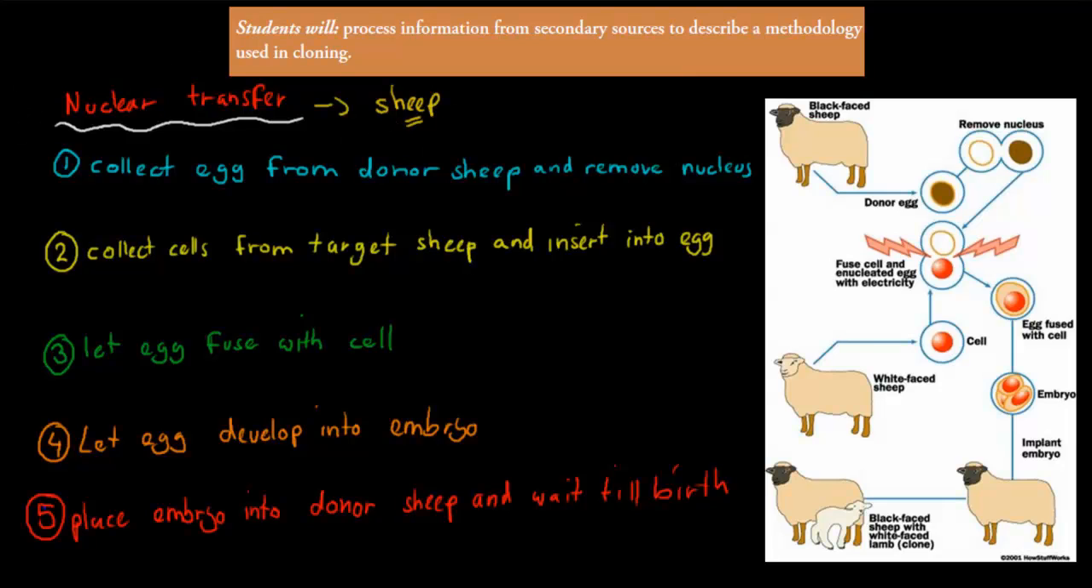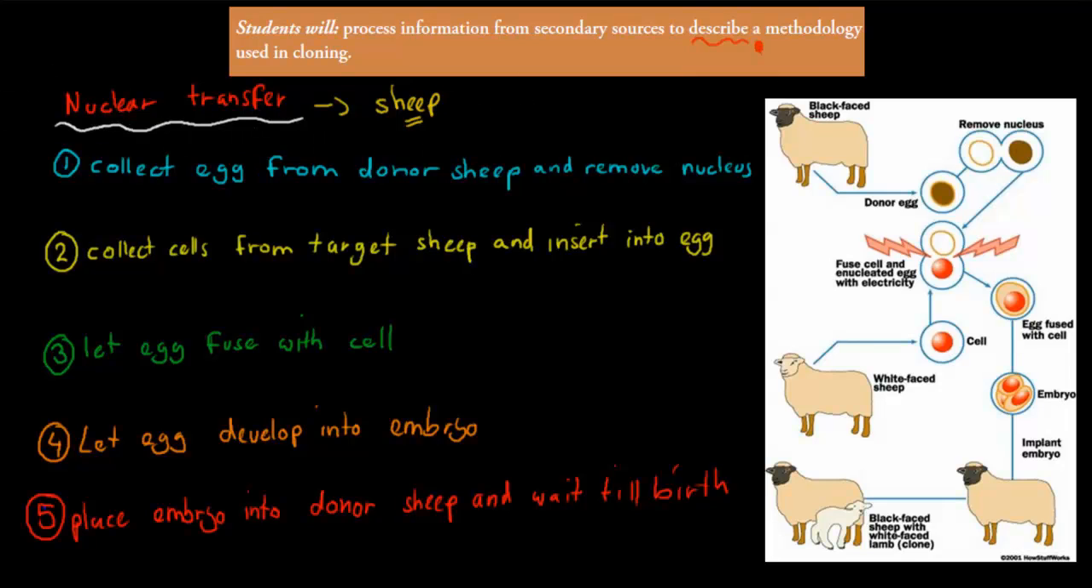The reason I cover this is because the dot point says students will process information from secondary sources to describe a methodology used in cloning. So you have to describe a methodology used in cloning. It says a methodology, so you really only need to remember one. You don't have to choose this one, but the one I'm going to talk about is nuclear transfer. And in this case, it's done with sheep.